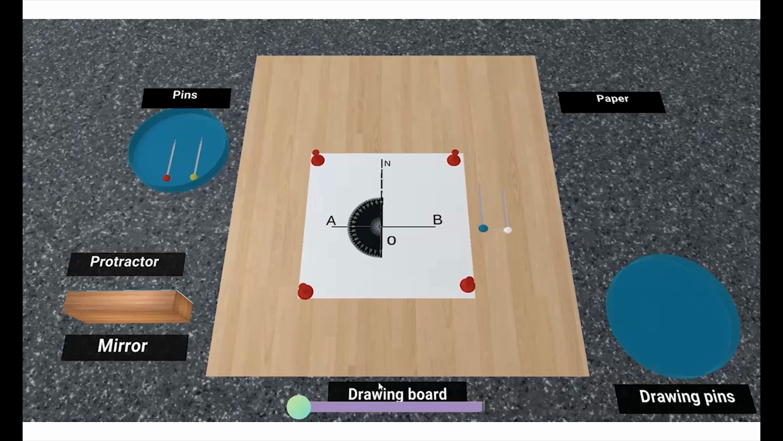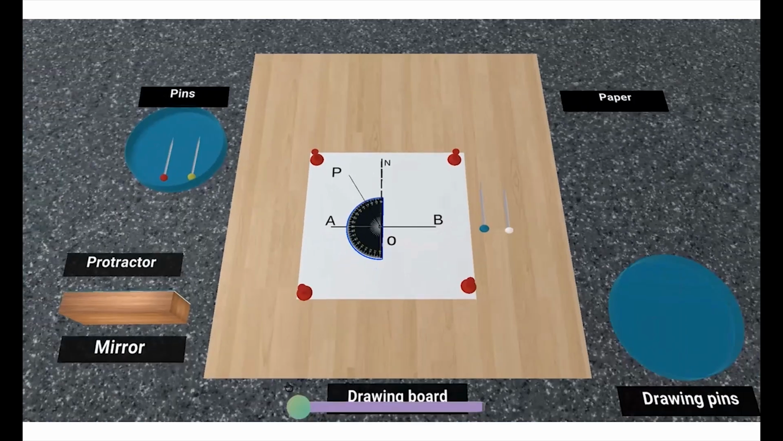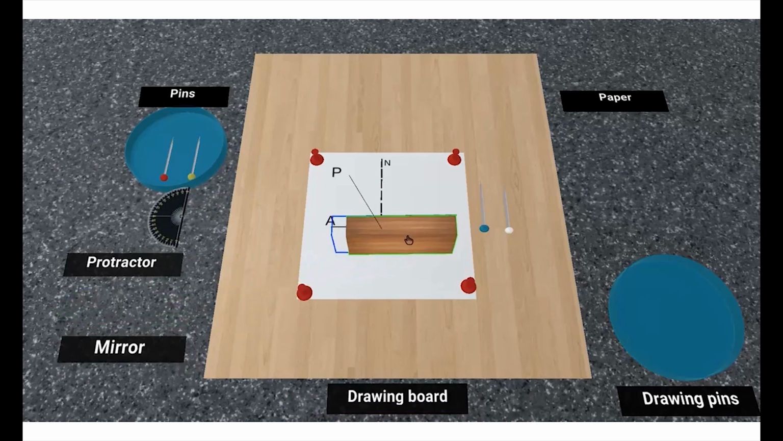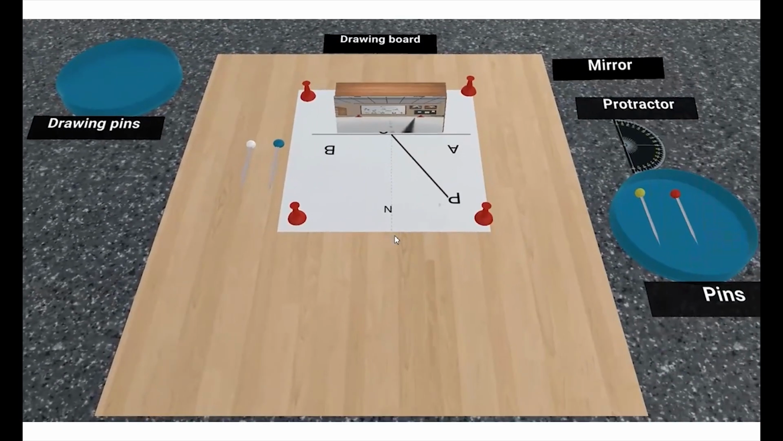Zoom in on the camera using the slider and mark the angle at 30 degrees. Zoom out the camera using the slider. Drag and drop the protractor on the table. Place a thin mirror vertically on line AB. Fix pins P1 and P2 vertically at 2 points on the line PO separated by a distance of about 5 to 6 centimeters. Drag and drop the pins.